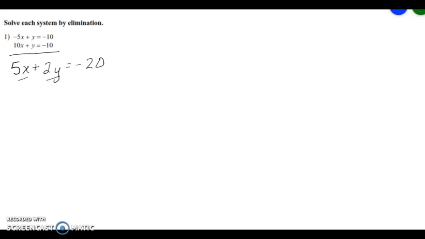We need to have an equation that has an opposite term. For example, if this equation has a positive y, we want this equation to have a negative y, so that when we add the two equations together, the two y terms will cancel each other out. So we want to change this positive y into a negative y. To do that, we're going to multiply the entire equation by negative 1, like this.